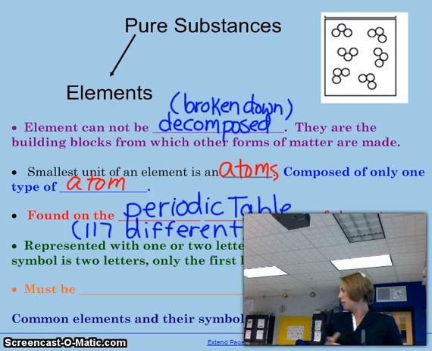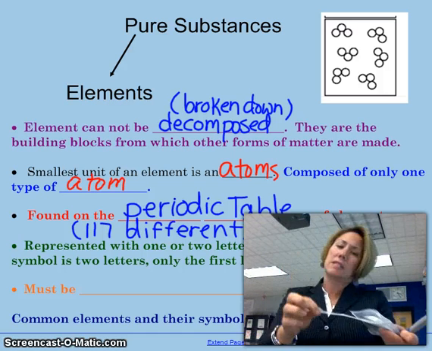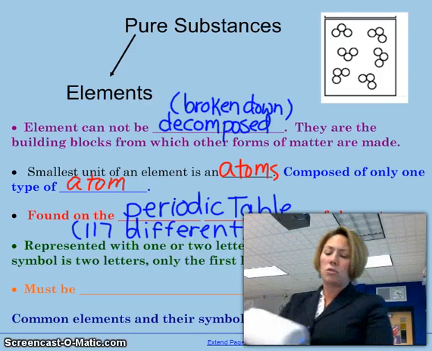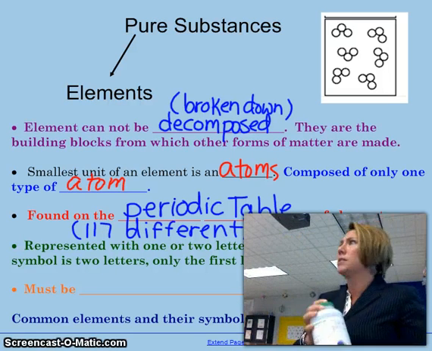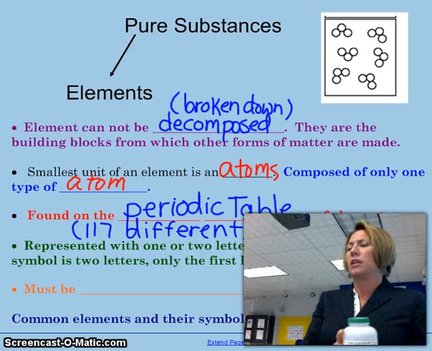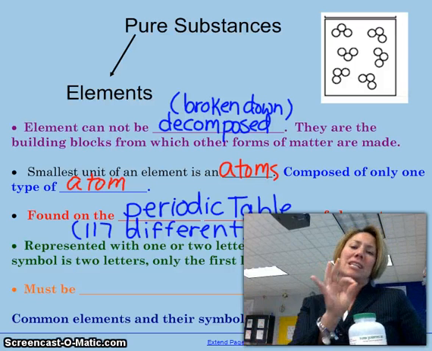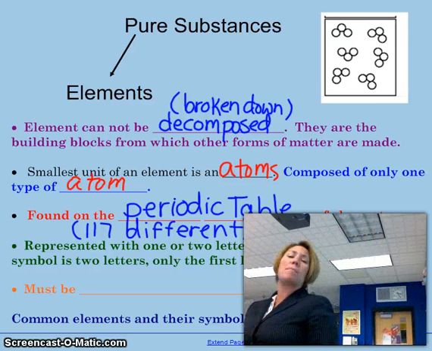For example, the magnesium that I just showed you, this is made of only magnesium atoms. And the zinc that I just showed you, well, that's made of only zinc atoms. And hydrogen's made of only hydrogen atoms. And oxygen's made of only oxygen atoms. There's only one type of atom present. It is an element. And it cannot be broken down any smaller.